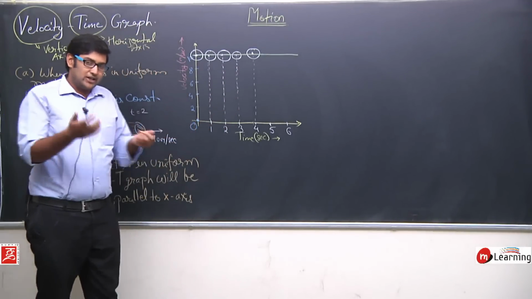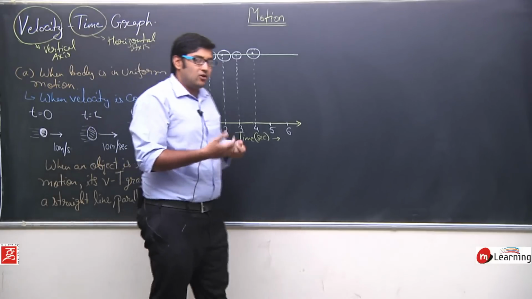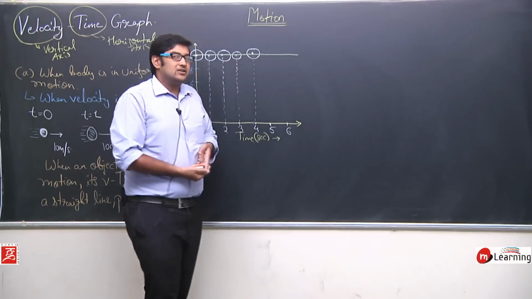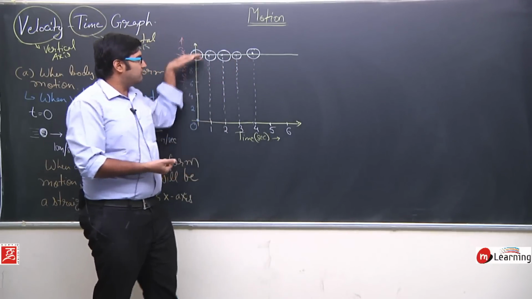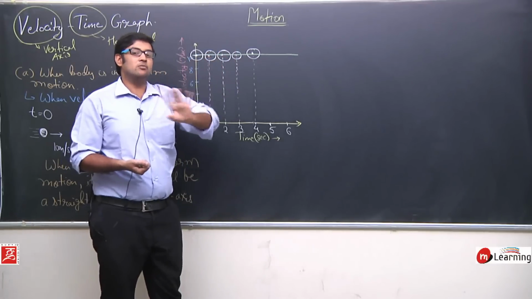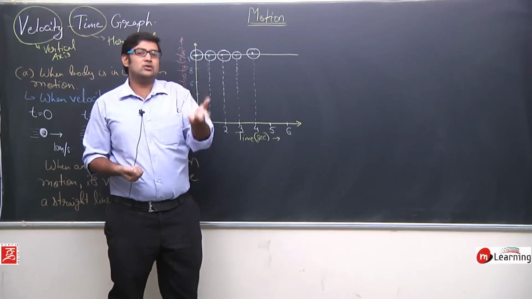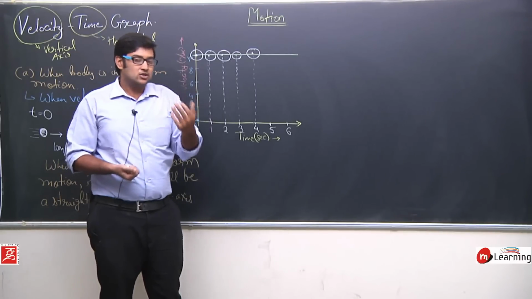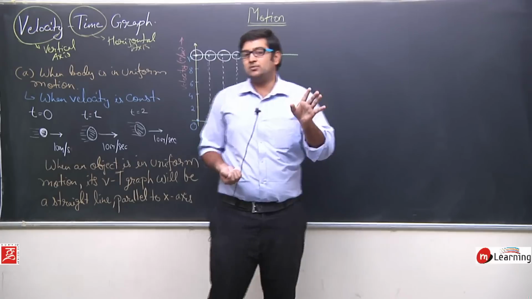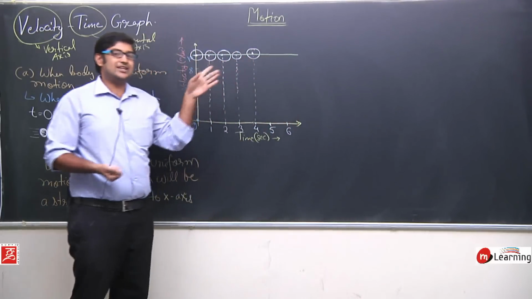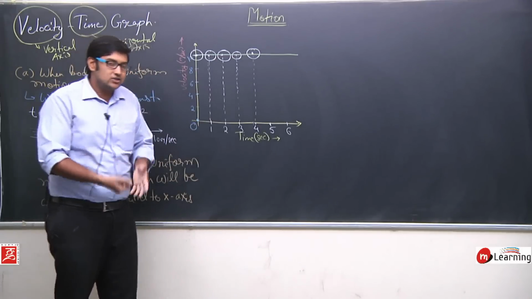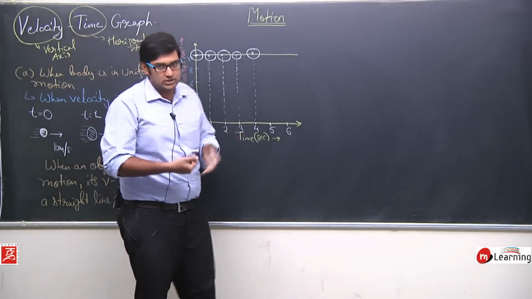Now what is the importance of this graph? Basically, what kind of conclusions can we draw from this graph? One we can draw is, when you see a velocity time graph like this, you will clearly say that the object is in uniform motion. You need not calculate anything or solve anything or perform some mathematical operation. Just by observing this graph, you can say that the object is traveling with uniform velocity, or the object is in uniform motion.